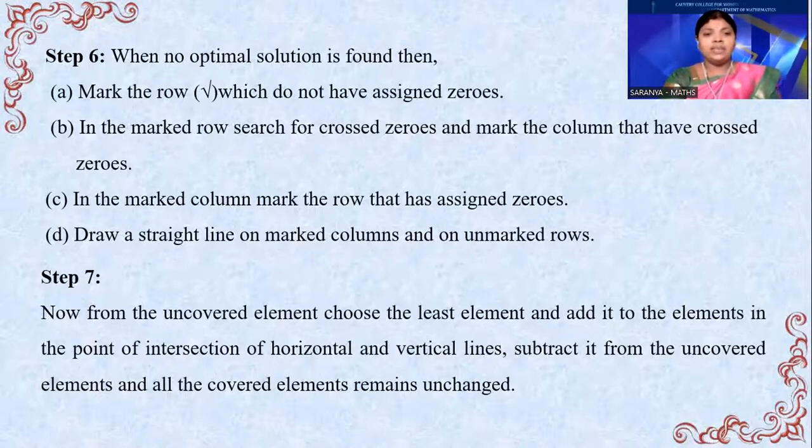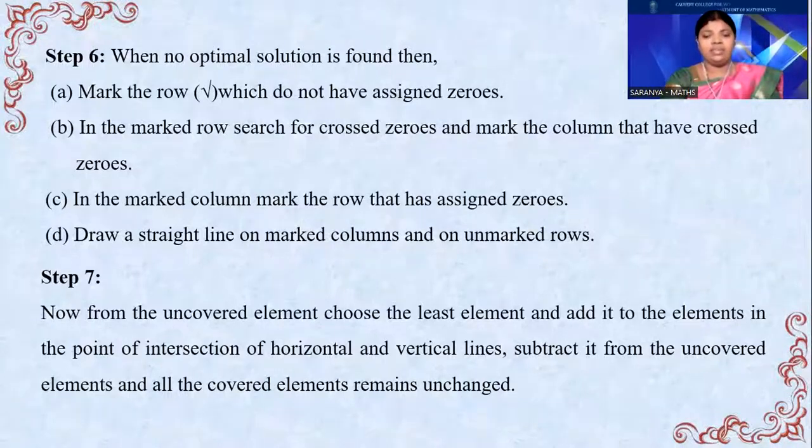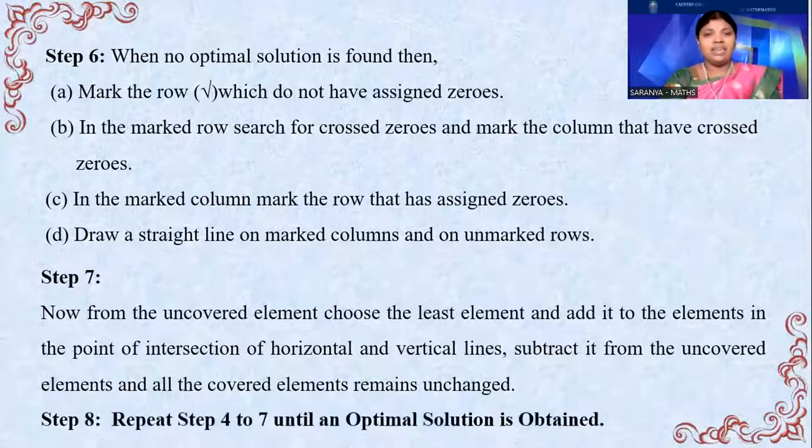Now, an element which does not lie on any of the lines is called an uncovered element. From the uncovered elements, choose the least element and add it to the elements at the point of intersection of the horizontal and vertical lines. Subtract that element from the uncovered elements, and all the other covered elements remain unchanged. Continue this process until an optimal solution is obtained.